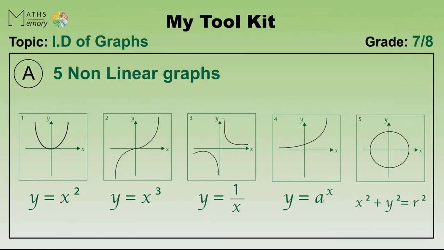Let's grab a revision card, and let's call this section A, 5 non-linear graphs. Let's draw these, or sketch these graphs rather, showing any key intersection points with the axes. We have x squared, x cubed, reciprocal of x. We call this exponential graph sometimes, that is a to the power of x. And the final, x squared plus y squared equals r squared, is a circle where r is the radius. So write these down, make sure you understand them, and it'll be good use for the future video.